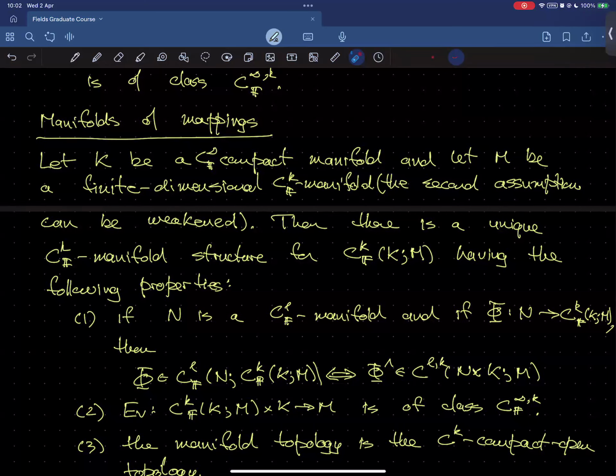So we start with a smooth compact manifold, right? So C infinity, and a finite dimensional manifold M. M doesn't need to be finite dimensional for this construction to work, but it does have to satisfy some hypotheses, and I don't want to talk about what those hypotheses are. Those hypotheses hold when M is finite dimensional, and that's all we need for the examples that we're going to talk about later.